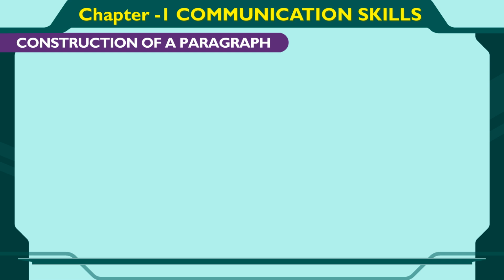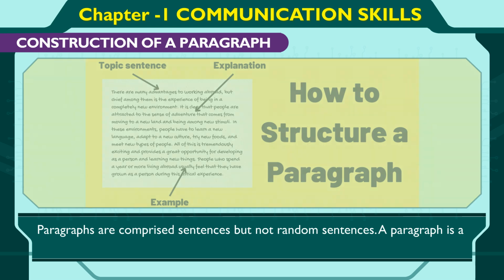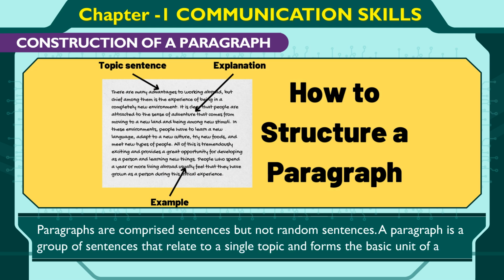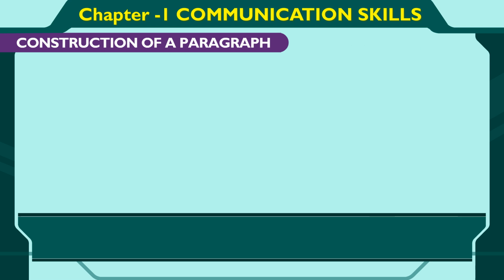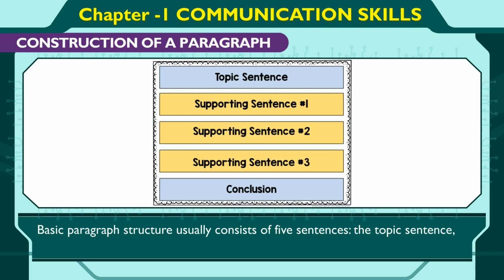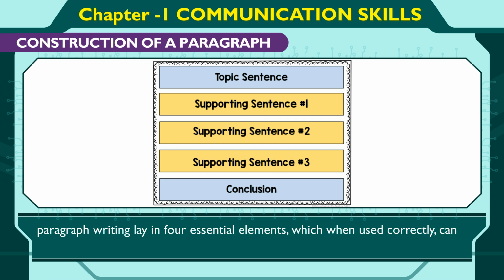Construction of a paragraph. Paragraphs are comprised of sentences but not random sentences. A paragraph is a group of sentences that relate to a single topic and forms the basic unit of a composition, be it an essay, letter, or article. Basic paragraph structure usually consists of 5 sentences: the topic sentence, 3 supporting sentences, and a concluding sentence. But the secrets to paragraph writing lie in 4 essential elements which, when used correctly, can make a not-so-good paragraph into a great paragraph.